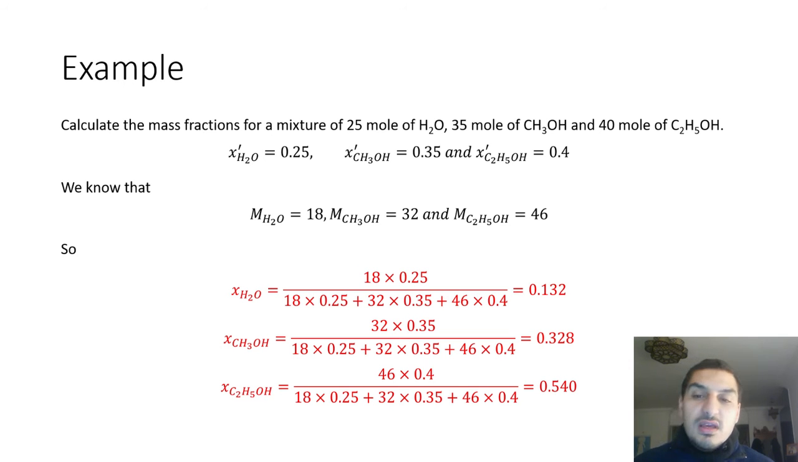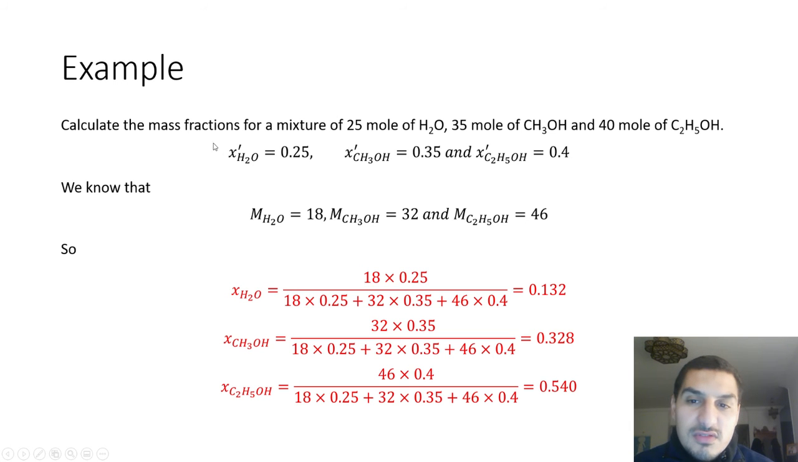And this is a kind of nice example that we can use. I have a mixture of water, methanol, and ethanol. The water is 25 moles, the methanol is 35 moles, and the ethanol is 40 moles. So I can simply calculate the mole fraction, which is the number of moles divided by the total number of moles, which is 100. So it's gonna be 25 divided by 100, it's 0.25, 35 divided by 100, 0.35, and 40 divided by 100 is 0.4.